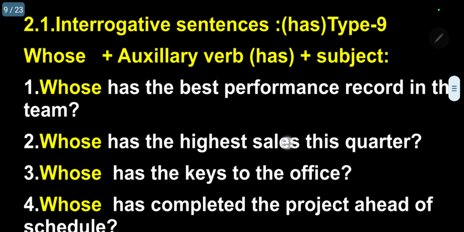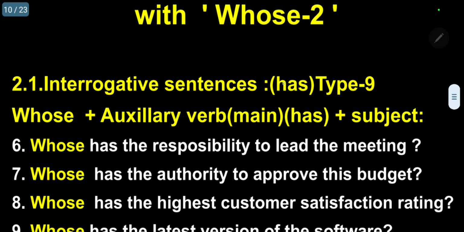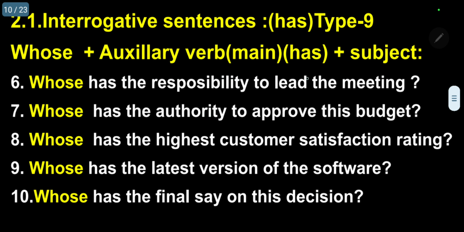Please follow. So present perfect. Now kindly follow the next sentence. Whose has the responsibility to lead the meeting? Has, auxiliary verb acting as a main verb. Whose has the authority to approve this budget? Has, auxiliary verb acting as a main verb.